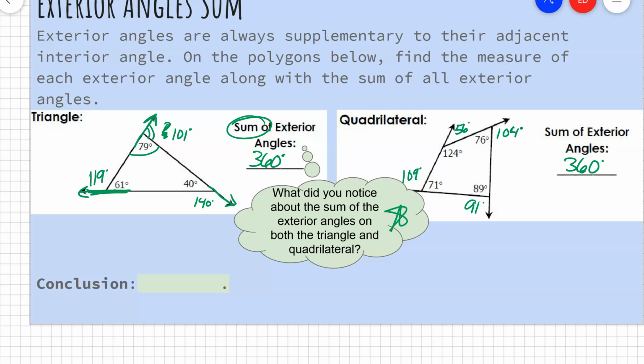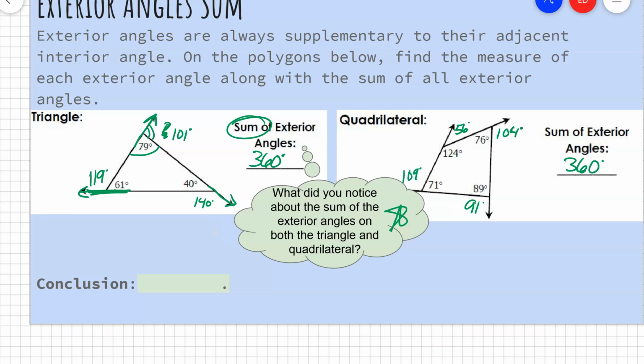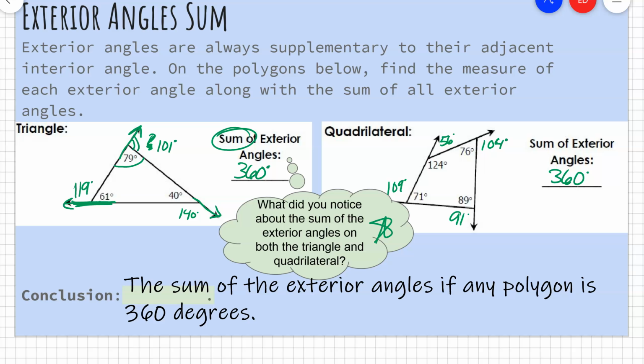Okay, so my question for you is, what did you notice about the sum of the exterior angles on both the triangle and the quadrilateral? Okay, and what you would have to write down, which I did not ahead of time, shame on me. I'm going to pause the video real quick, type this out, and then I will be back. So you're going to go ahead and type out: the sum of the exterior angles of any polygon is 360 degrees. Okay, so no matter how many sides you have, it's going to be 360 degrees.